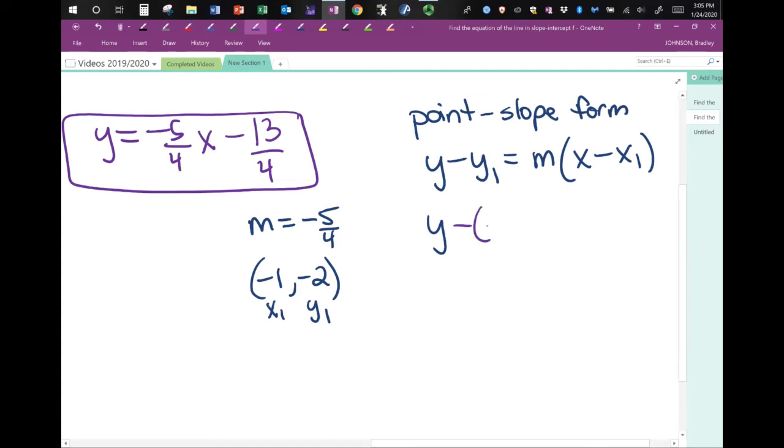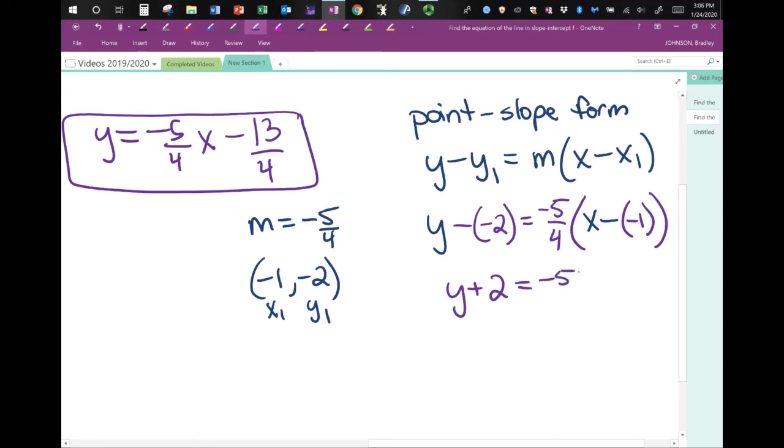So now we have y minus -2 equals m. I can replace the m with -5/4. I'll place my x back in, and then we have subtraction, but we're subtracting a negative, so we'll keep that organized. What happens when you have a negative and a negative together? Well, really, it's a positive. And then even on the right hand side, x plus the 1.